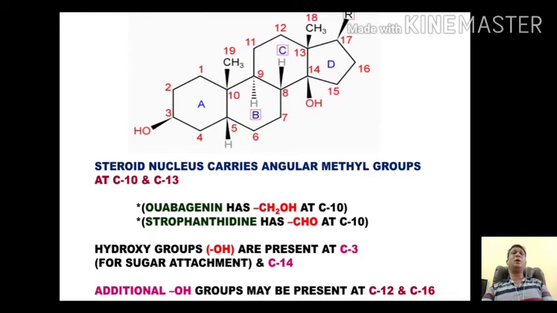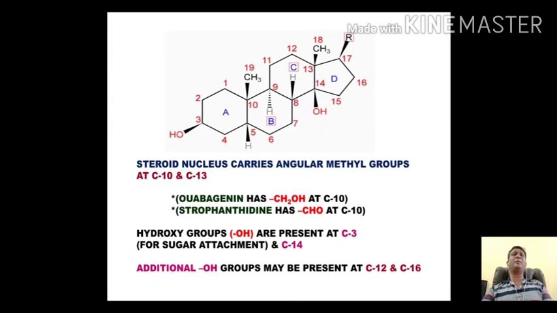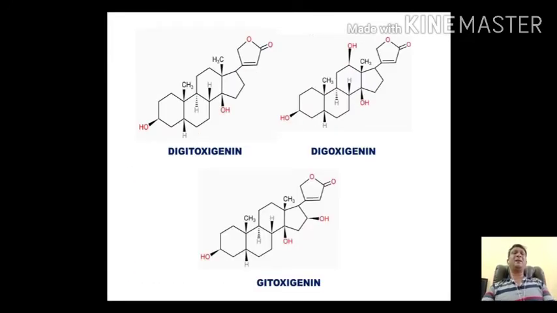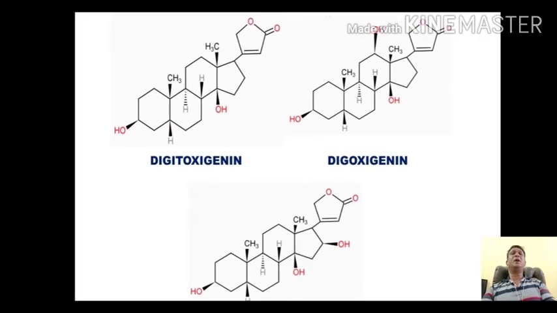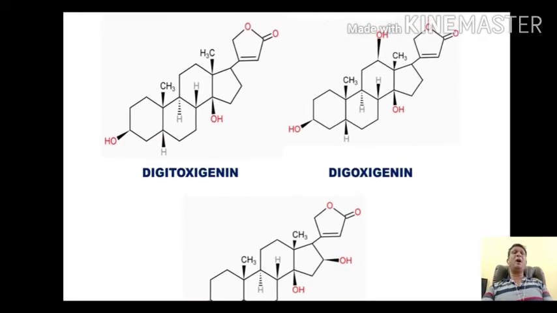Now due to attachment of this hydroxyl group, the various non-sugar portions, that are the aglycone portions, are differentiated on the basis of presence of the hydroxyl groups. Now let's look at these important aglycone portions which are found in the cardiac glycoside.